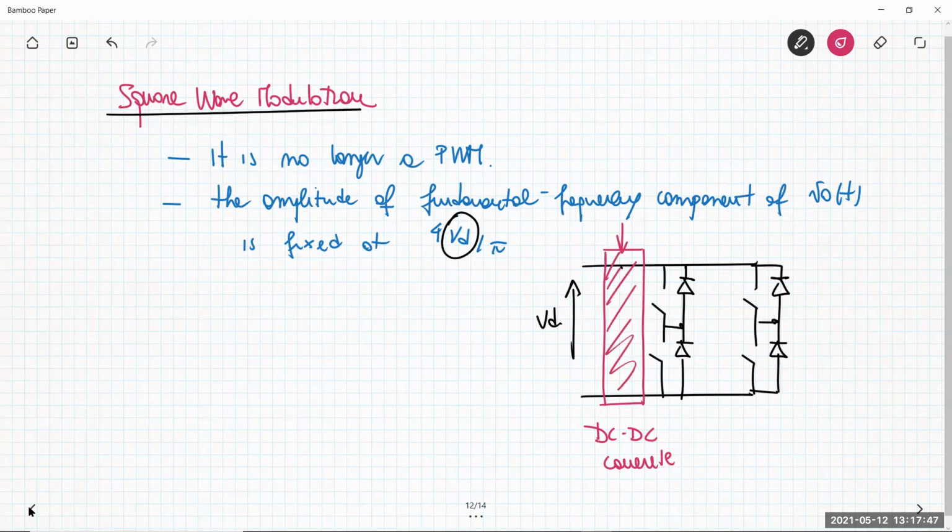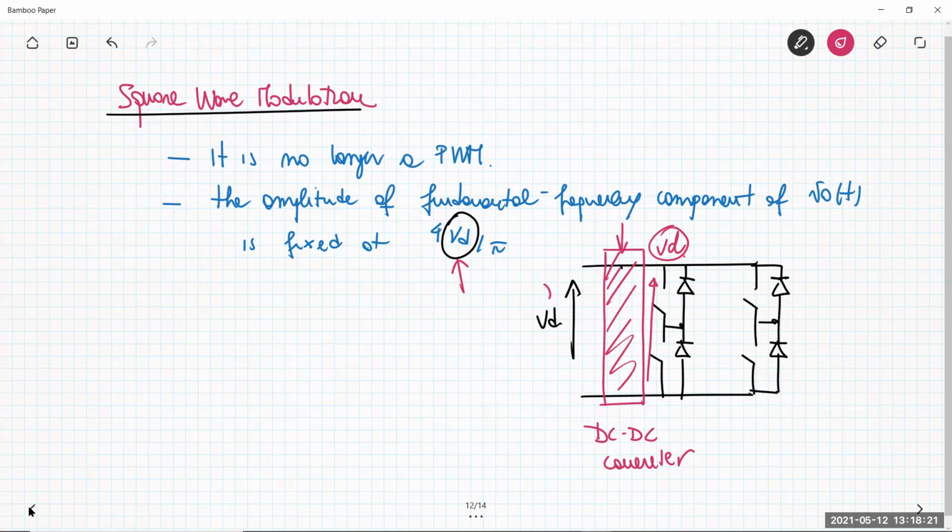By which I can change, let's say, VD plus VD prime to a voltage VD. This converter can be a buck converter, a step-up converter, a boost converter, whatever, in order to make it possible to change the voltage VD. So if I change the voltage VD, I change also the amplitude of the fundamental frequency component at the output.